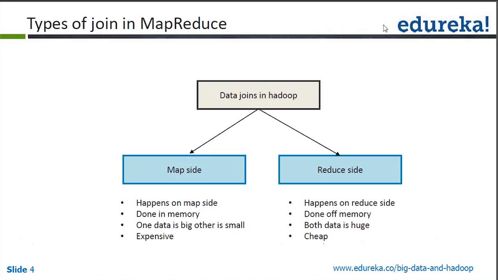It happens on the map side itself. Don't worry about what a map or a reduce is; I'll talk about them in a moment. It is done within memory. One data set is big, the other is small, as I just explained. And it's a very expensive operation because it expects the data to be pre-processed for some use cases.